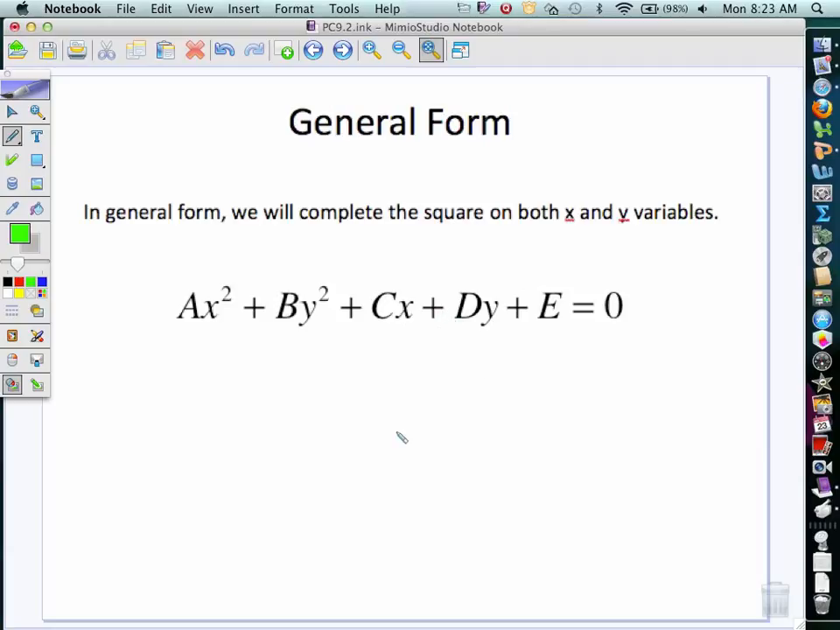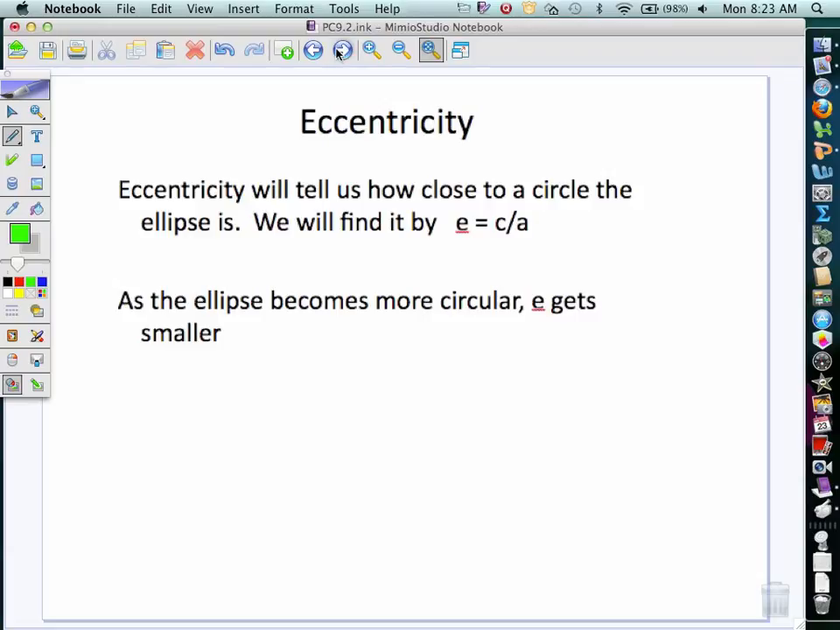You also have x's and y's, and sometimes you have to complete the square in order to get it into our standard form. And the last thing here is what eccentricity is. Eccentricity will tell us how close to a circle the ellipse is, and this is how you find it: the c value divided by your a value. So e is equal to c over a.